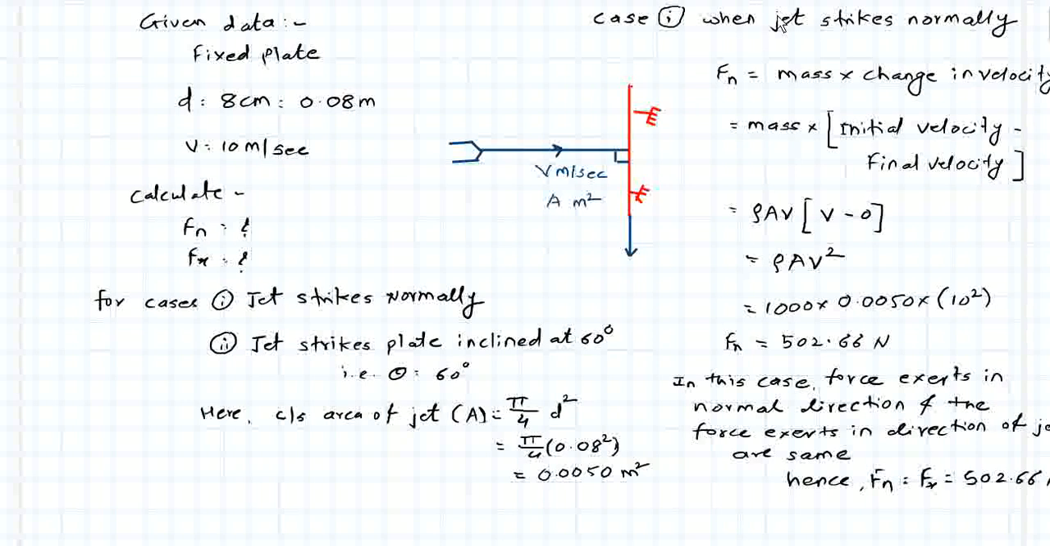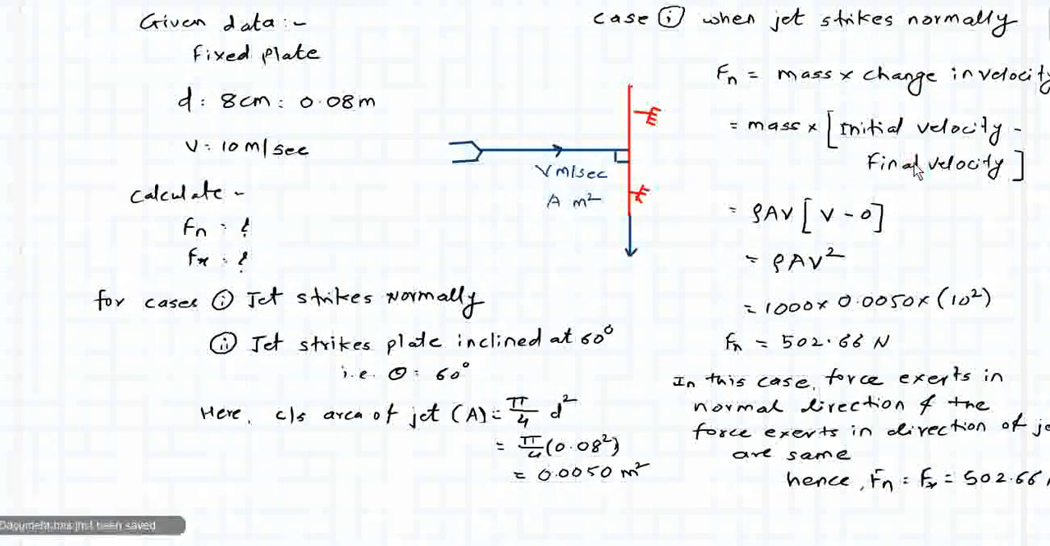So when the jet strikes normally, we have to take the plate in a vertical direction. So we consider the plate is vertically fixed. On that, a jet impacts with a velocity v meter per second and the area a meter square. So again we calculate the normal force. Fx is equal to mass into change in velocity using the impulse momentum principle. We can say mass times change in velocity, initial velocity minus final velocity. So mass is nothing but rho a v.